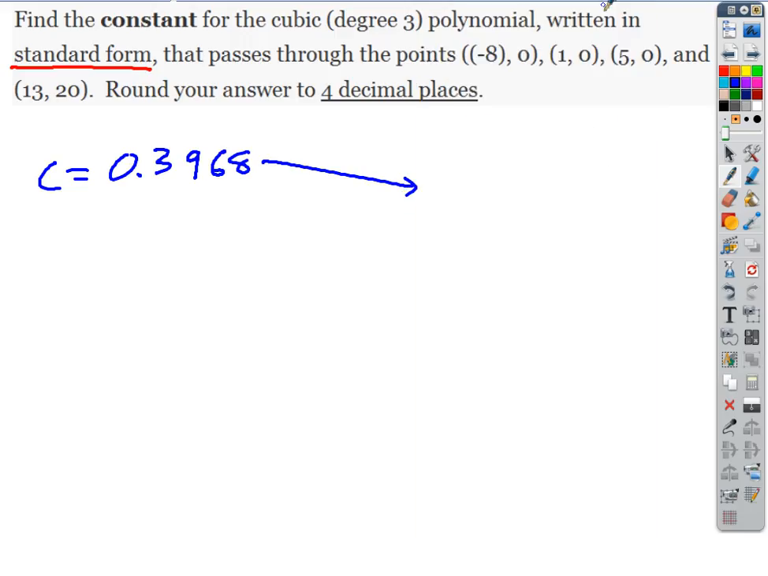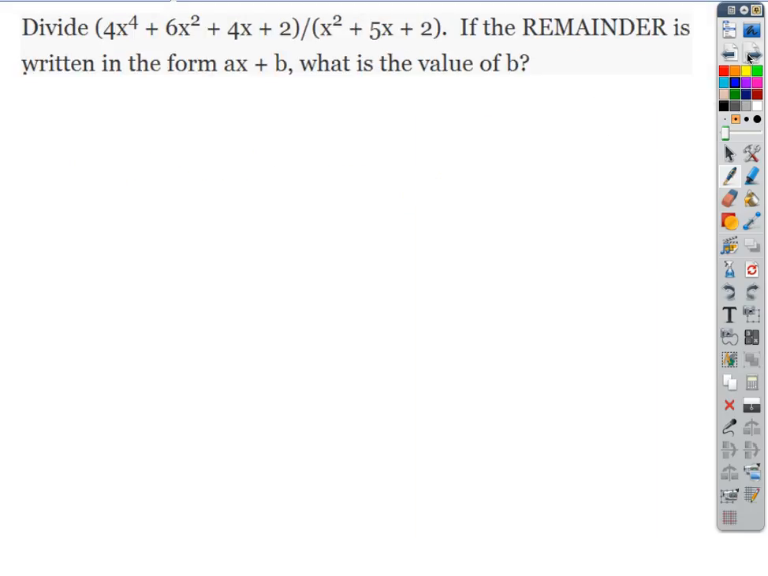Okay, next one. Long division. This says if we divide this quartic polynomial by this quadratic polynomial, and the remainder is written in the form ax plus b, they want to know what's the value of b. So we're looking for the remainder after we're done with all the division. Okay?